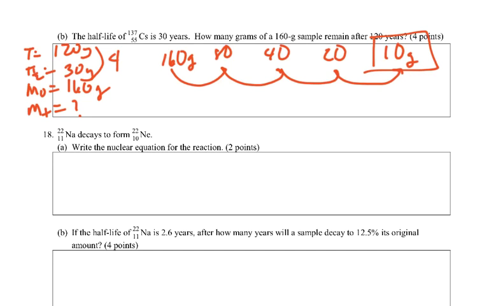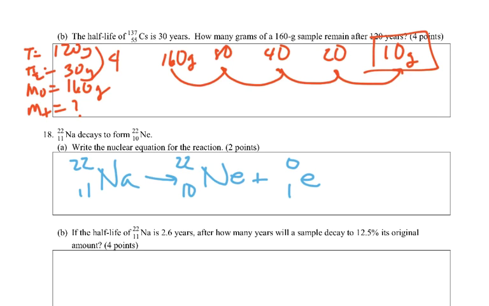Okay, write the nuclear equation for this. Okay, sodium-22 decays to form neon. So if that's our starting, then what else has to happen? 22 and 22, this must be 0. 11 and 10, this must be 1. Okay, 0 and 1, that sounds like a positron. So we got a positron decay.